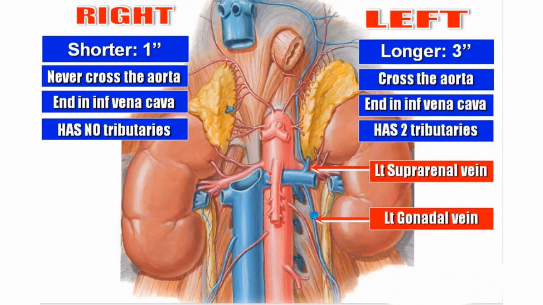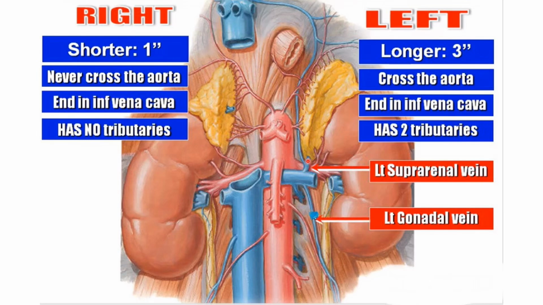The second thing is that the renal vein ends in the inferior vena cava. The right renal vein empties into the inferior vena cava, and the left renal vein also empties into the inferior vena cava. Now the right renal vein has no tributaries, but the left renal vein has 2 tributaries, one above and one below. The first one is the left suprarenal vein, and then it has the left gonadal vein.